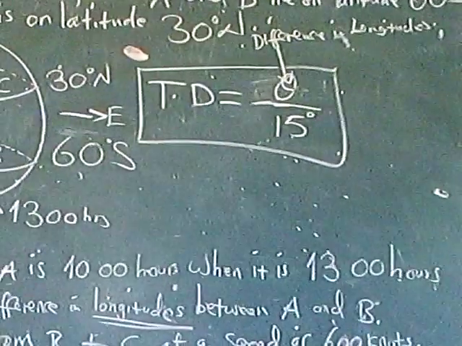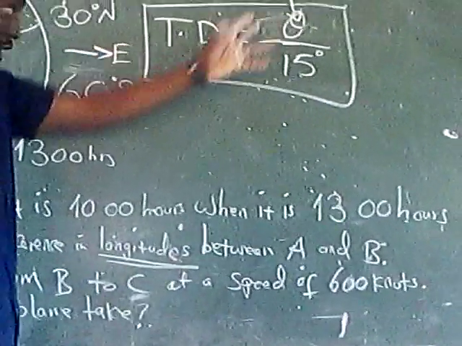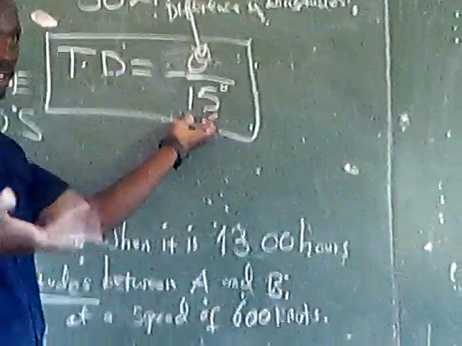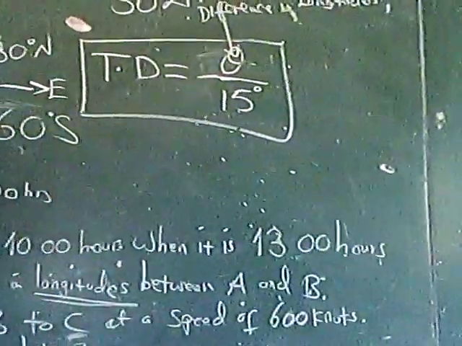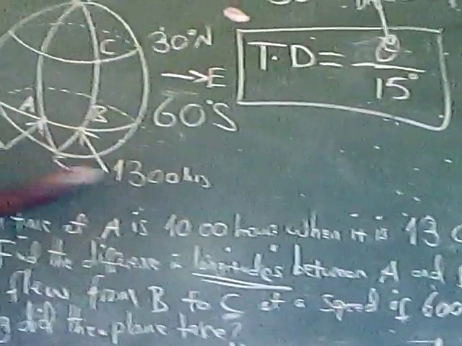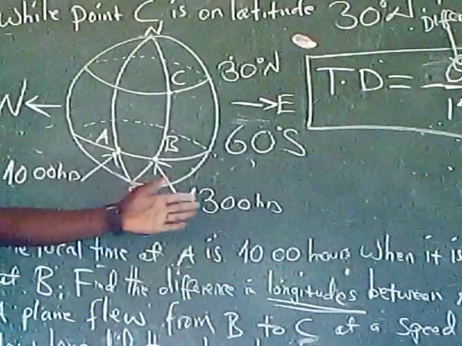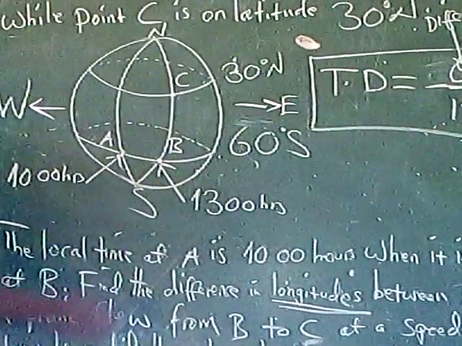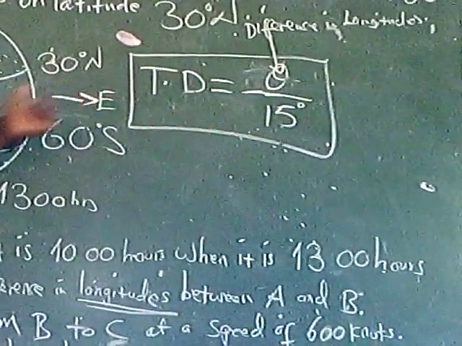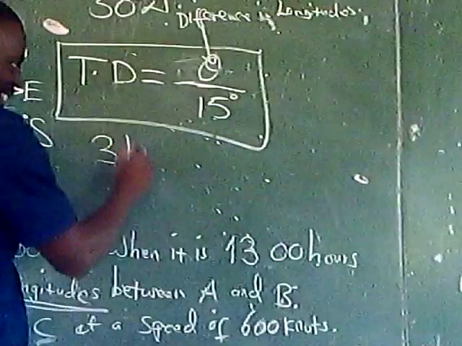So then, in this case, the difference in longitudes is the theta. What we do not know here is what theta is. But the question is, how do we get to find the time difference? Simple. Can you fail to calculate the time difference here? This is 10 hours and this is 13 hours. What is the time difference? You simply say 13 hours minus 10 hours, which is 3 hours. So simply subtract this from this one. That's the time difference. Write it in, 3 into this. You do this here.